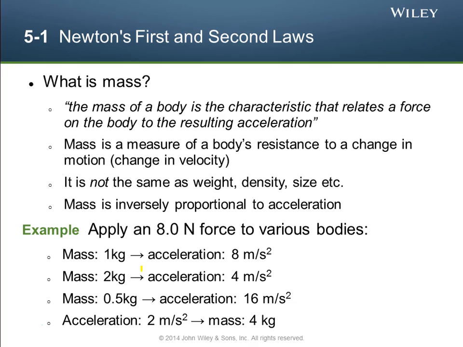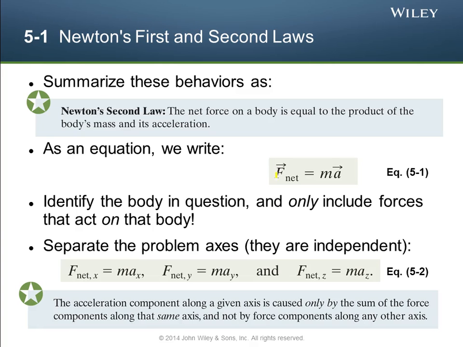In Newton's laws, we need to talk about the difference between mass and weight. Hopefully we have a good idea of the difference between these two. Mass is a characteristic of the object, and it isn't dependent upon its location, and it is not the same as its weight, density, or size. However, it is inversely proportional to acceleration because of Newton's second law. Newton's second law tells us that the net force is equal to the mass times acceleration.